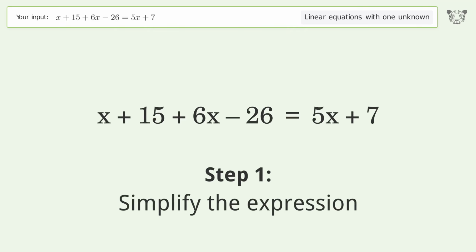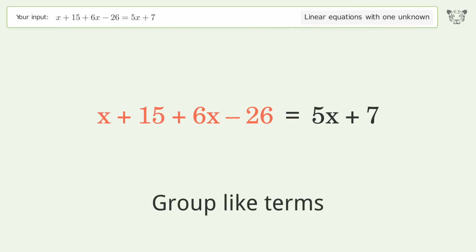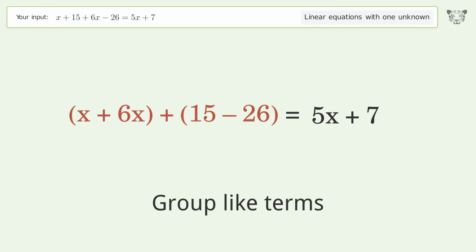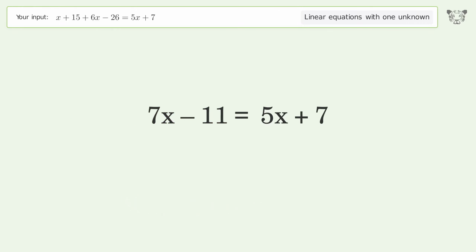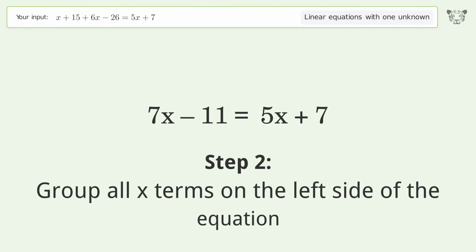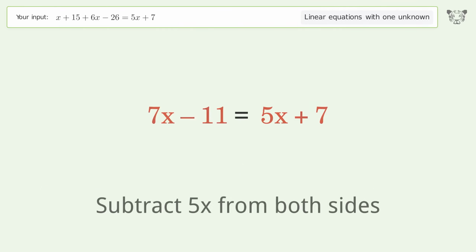Simplify the expression. Group like terms. Simplify the arithmetic. Group all x terms on the left side of the equation. Subtract 5x from both sides.